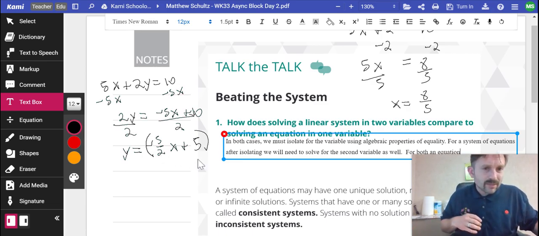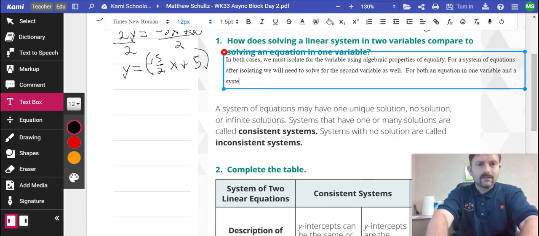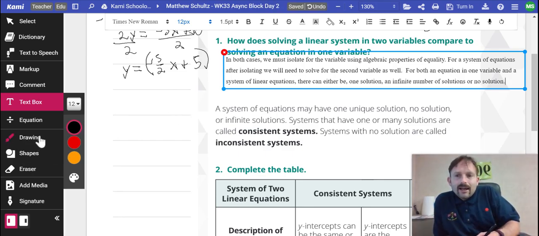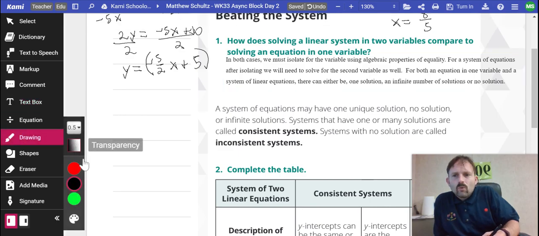Both equations, let's zoom back. Go down for both the equation in one variable and a system of linear equations, there can be one solution, an infinite number of solutions, or no solutions. Now, that looks like the following. So, if you had one unique solution, let's do black. If you had one unique solution, that looks like this.